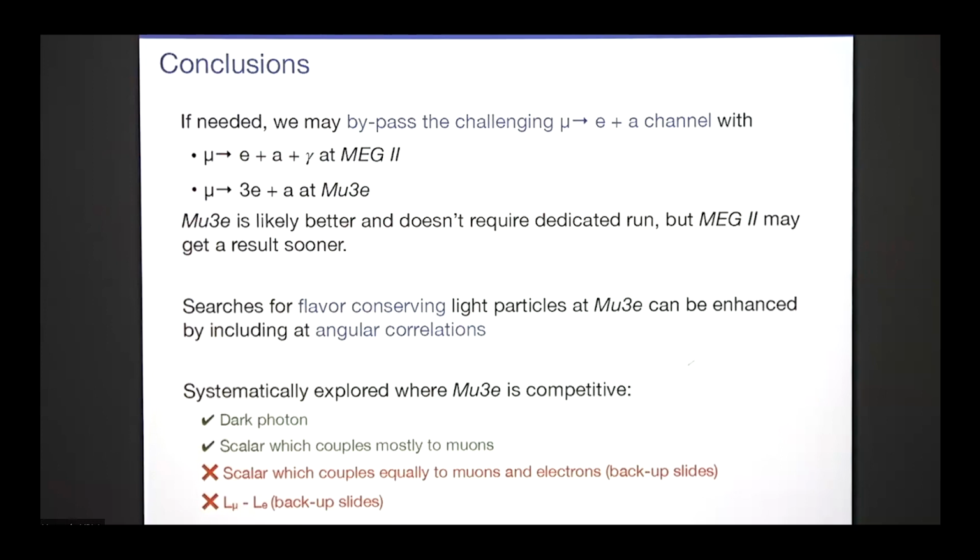For the flavor conserving case, there is some additional kinematic information that we can exploit to do better without any analysis improvements. And so we also systematically went over a number of models that you could consider. I showed you those two because they work, and then there are two in the background that don't work. So that's it.